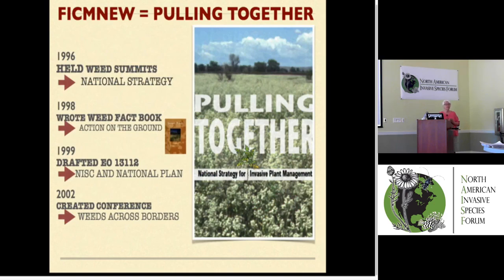One of the first things that FICMNEW did was to write a national strategy. This was an agency-written strategy that was spread around the country, and people grabbed onto it because this was the first time they'd gotten in their hands something like this about plant management. This pulling together effort was really important.